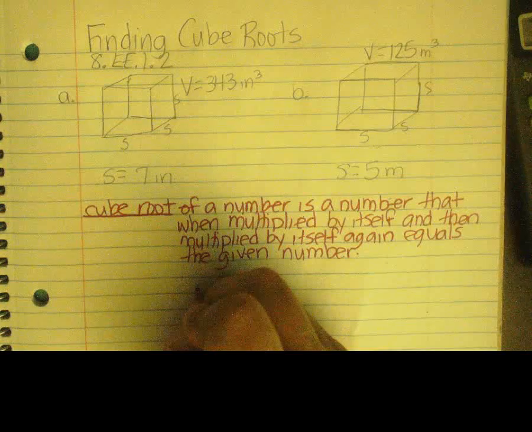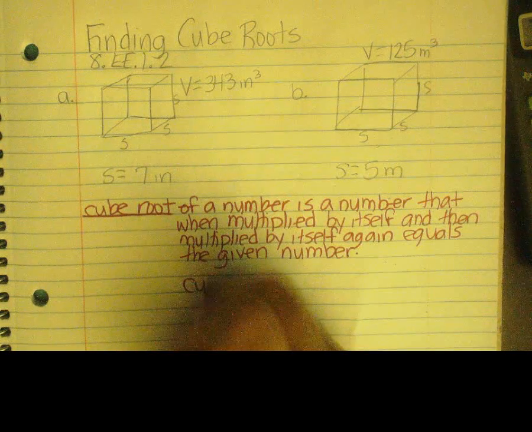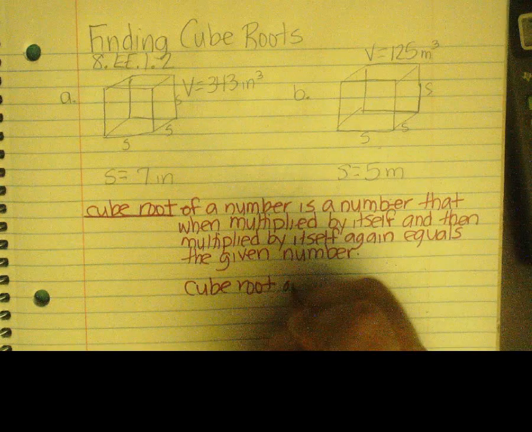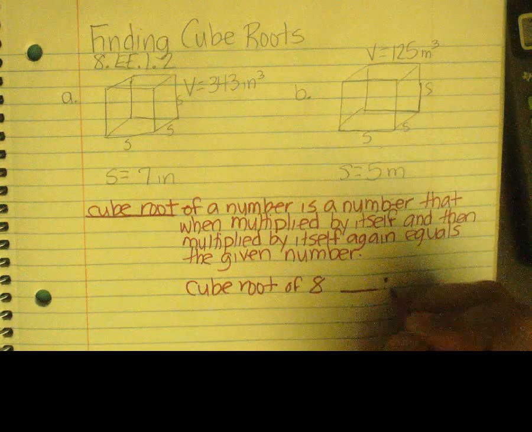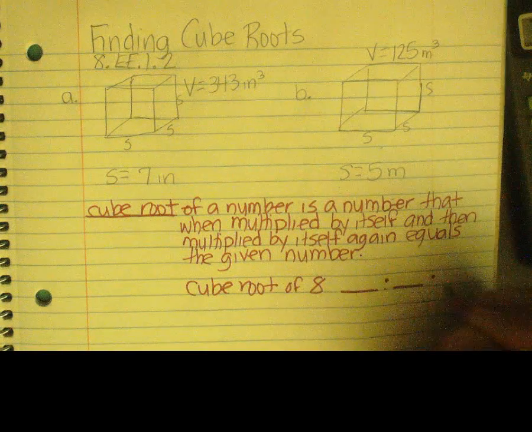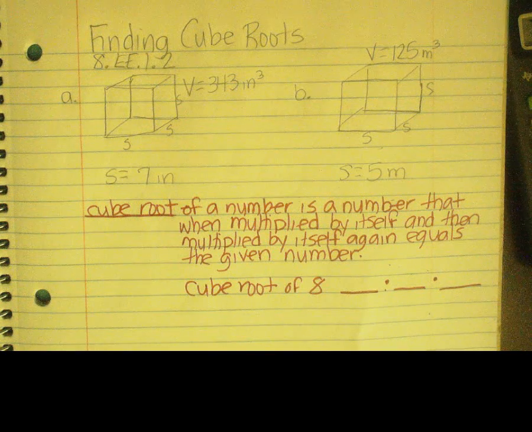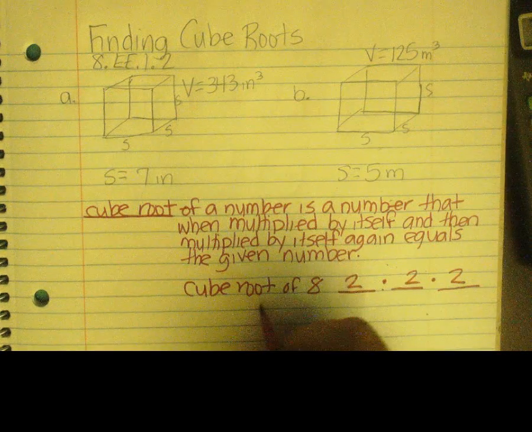So I'm going to write like this. So I'm going to ask you, what's the cube root of 8? So I want the same number 3 times. This number times this number times this number. Well, let's see. 1 times 1 times 1? No. So it's 2, 2, and 2. So the cube root of 8 is 2.